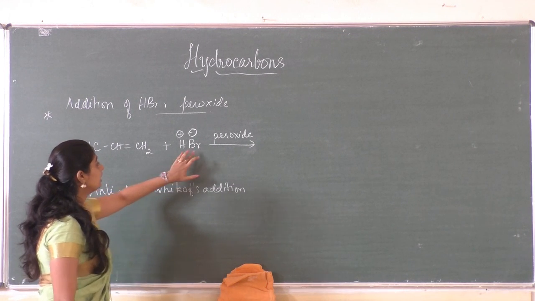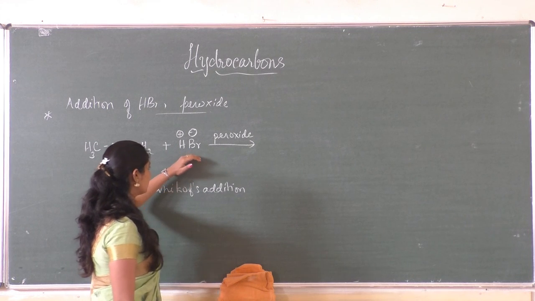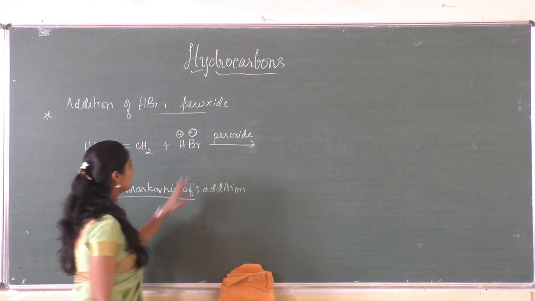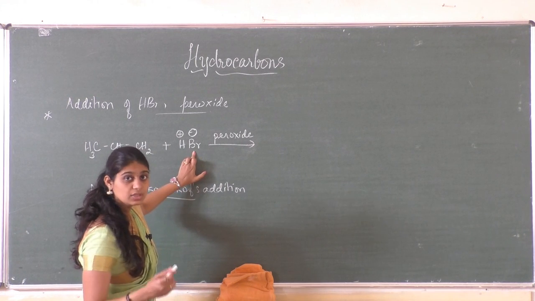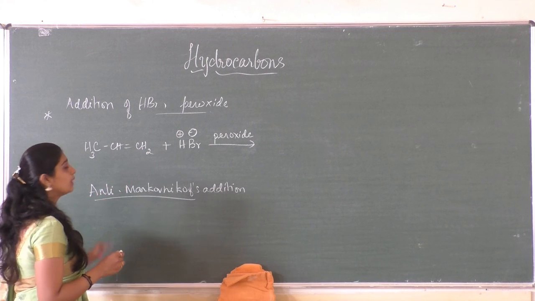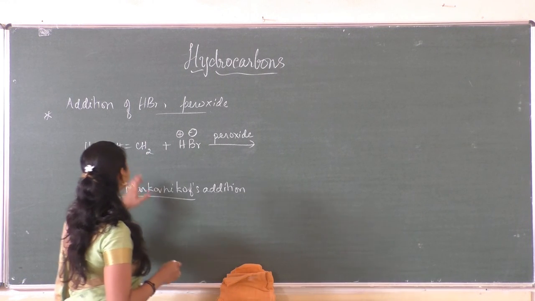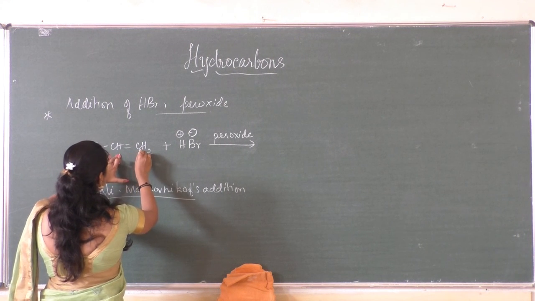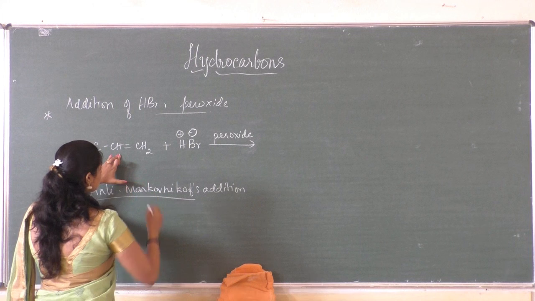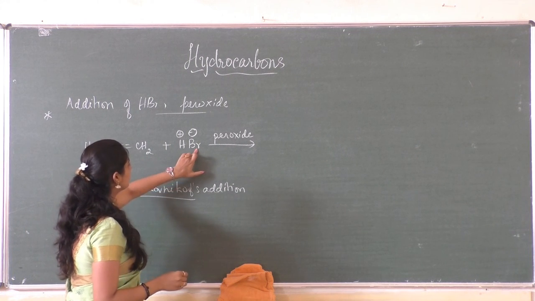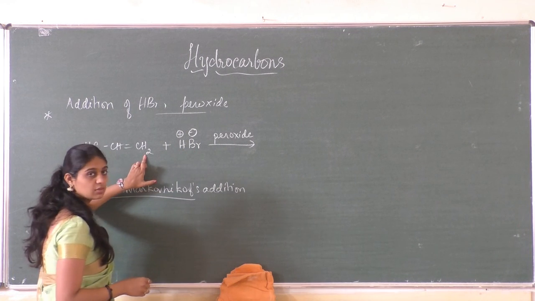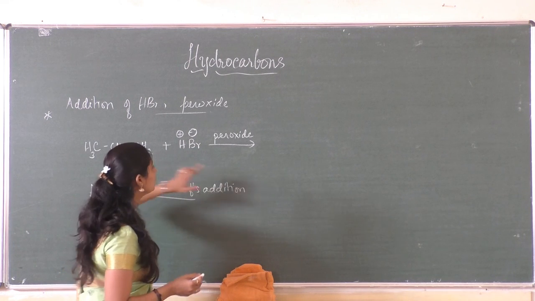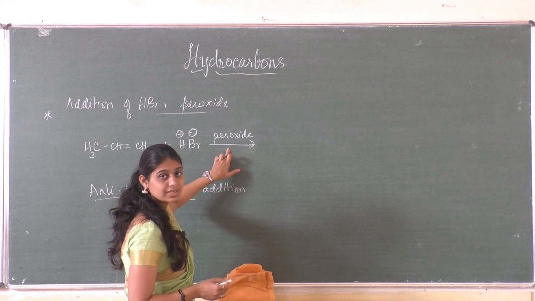What happens here then? Usually we mention the negative part. In the anti-Markovnikov's addition, the negative part of the reagent adds to the carbon which consists of the maximum number of hydrogen atoms. In the case of the double bond, this is the carbon which has more hydrogen. Therefore the negative part needs to be attached to the carbon which has the maximum number of hydrogen atoms. This is only when you use peroxide.